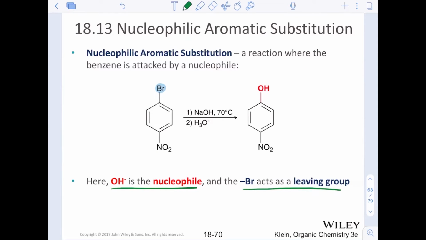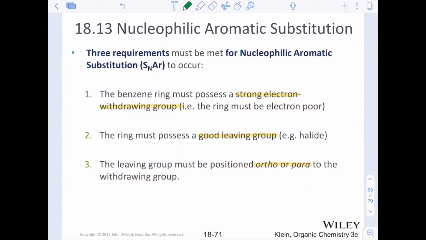Not going to be your typical SN2 reaction, right? This is not an sp3 hybridized center. This is sp2. It's benzene, so there's no backside attack. So we have to do nucleophilic aromatic substitution, usually abbreviated SNAr, right? Like the SN from the nucleophilic substitution bimolecular SN2, or nucleophilic substitution unimolecular SN1. When it's a benzene ring that we are attacking, we are doing SNAr.